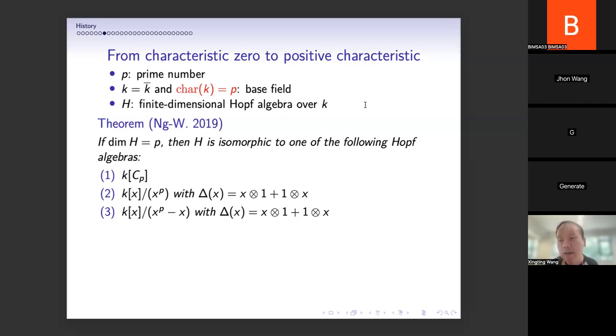There is a known result from earlier that if you have primitive elements, then you have to have an infinite dimensional Hopf algebra. Only in characteristic P can they happen in the finite dimensional case. So these 2 and 3 are exactly the examples of that phenomenon.